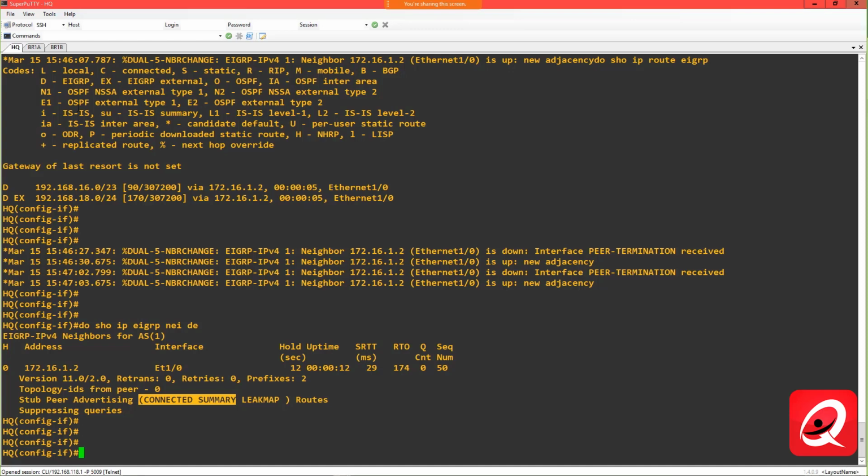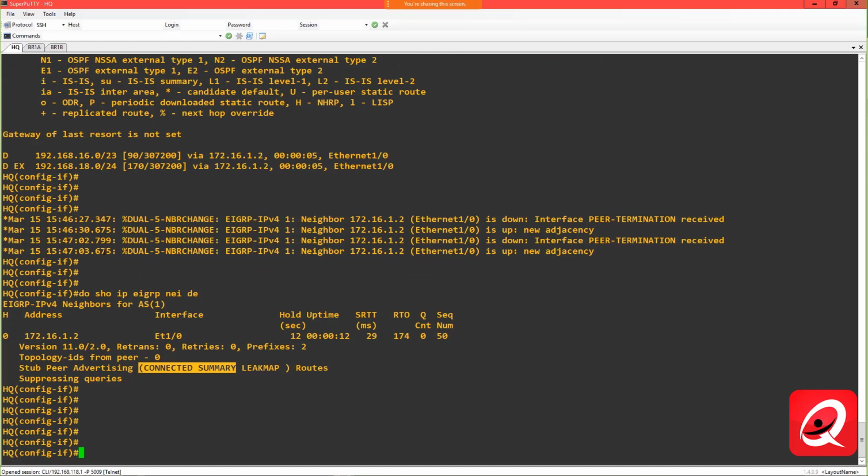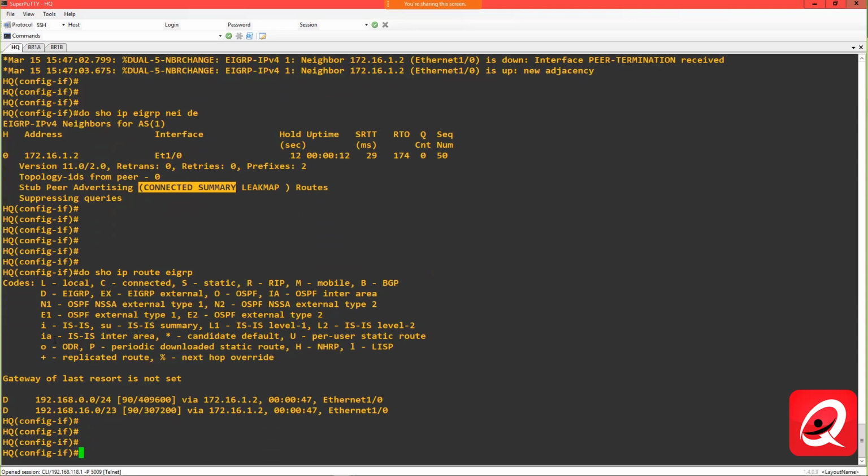Now we're not leaking anything out at this point. Let's go ahead and take a look at our routing table, show ip route eigrp. All right, so I've got 192.168.0.0, which is connected, and then there's my summary. 16 is going to include 16.0/24 and 17.0/24. So what's not being sent out is the 18 network. All right, which makes sense. It's redistributed statically, but let's say that I did want that 18 subnet to be leaked out.